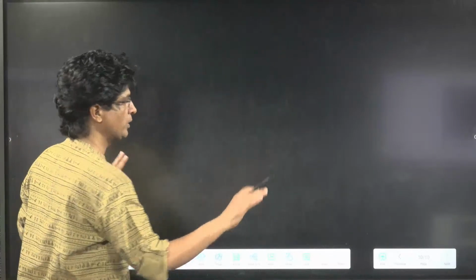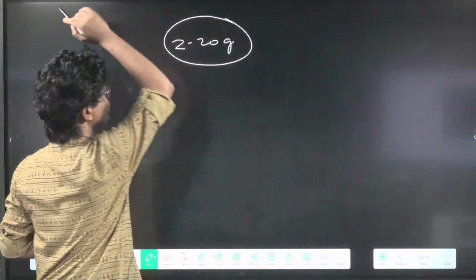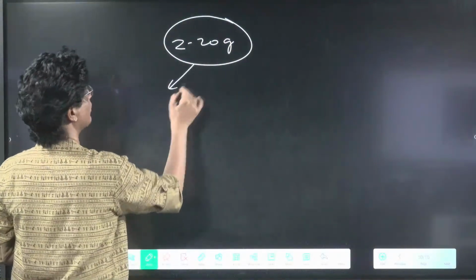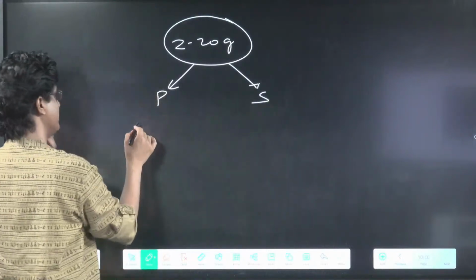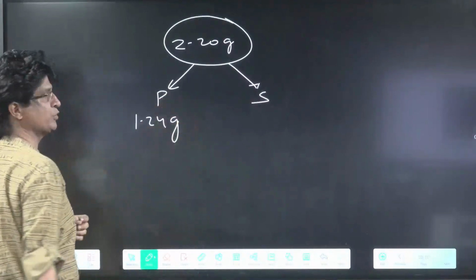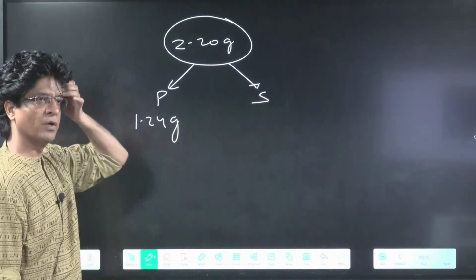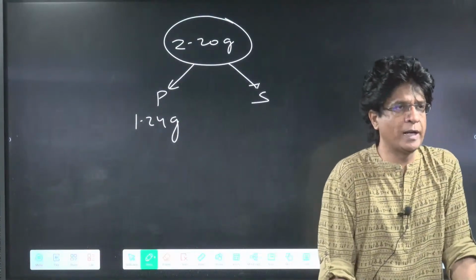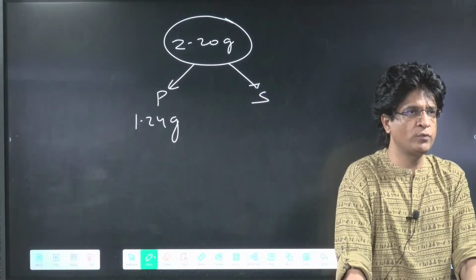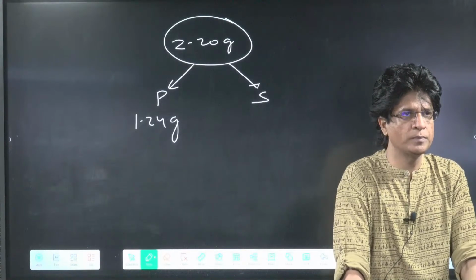Okay, now we'll do one more question. Say a compound containing 2.20 gram, it contains phosphorus and sulfur, and it contains 1.24 gram of phosphorus, and rest is sulfur. Find the empirical formula of the compound. Come on. 2.20 gram of a compound contains 1.24 gram of phosphorus and rest is sulfur. Find out the empirical formula.